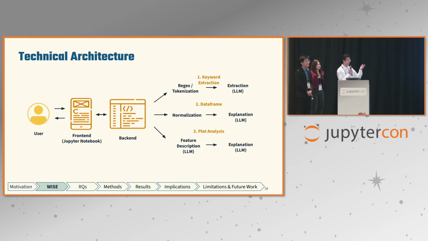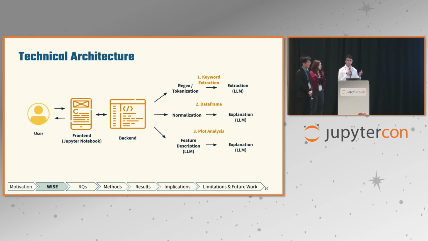Now the job of the LLM is, one, to find out the relevant keywords, and two, to define these relevant keywords. These keywords can be stored and later sent back to the user. The second step is data frame analysis. As you saw in the demonstration just now, there was a data frame displayed in the output cells.